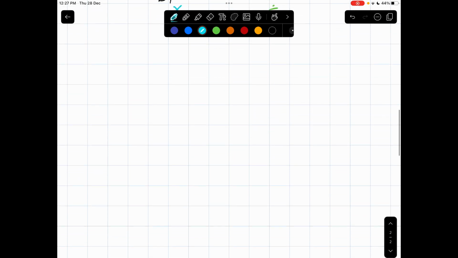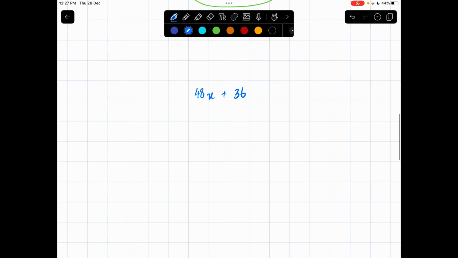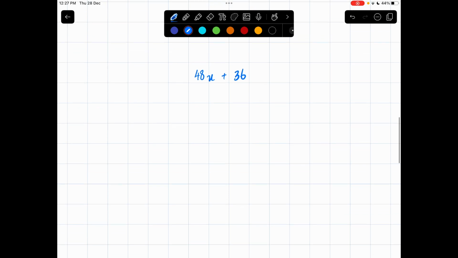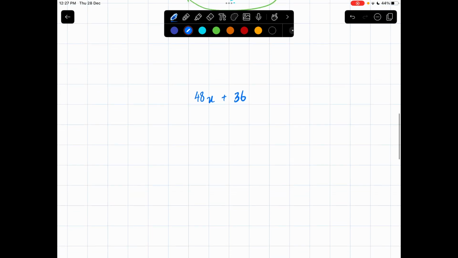Let me demonstrate it to you. For instance, we have an expression 48x plus 36. So for those who are keen observers, you might have noticed that I'm using the exact same example from the top. But let me explain to you why I use it. I'll explain it to you in a bit. So 48x plus 36. Imagine you get this for your exam. So the first thing they're asking you to do is factorize it.